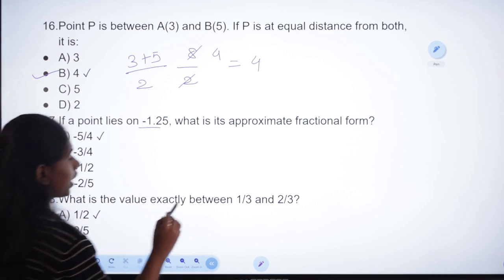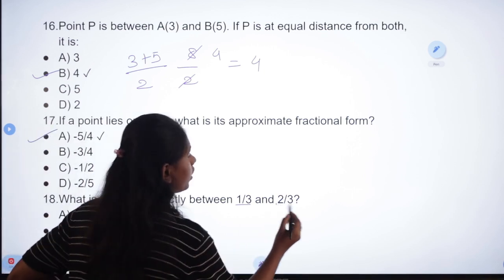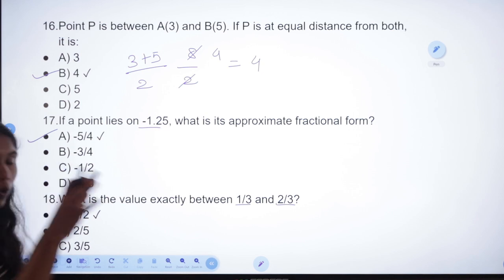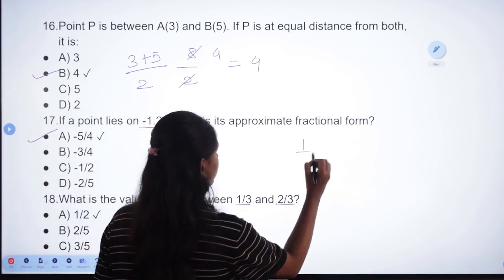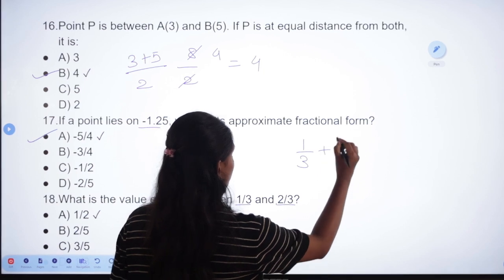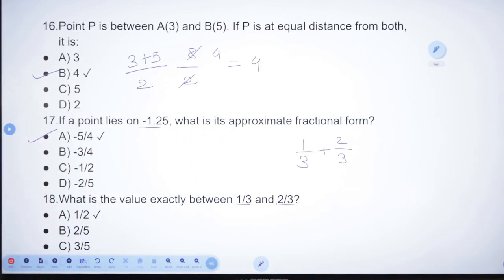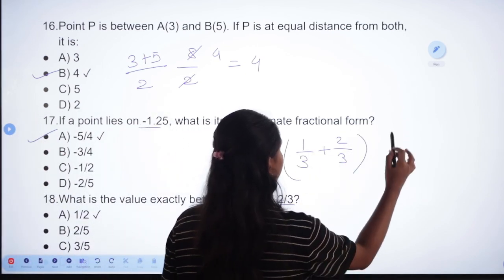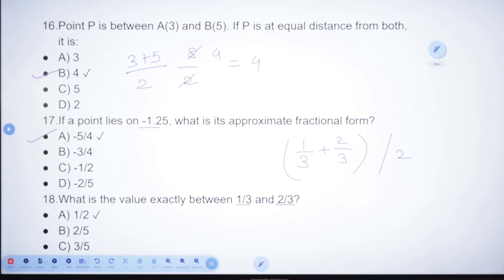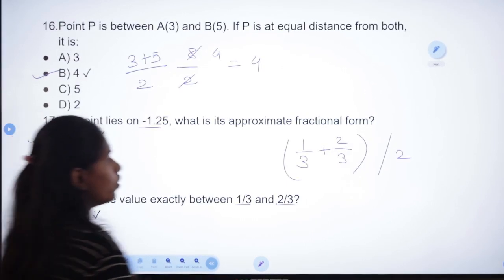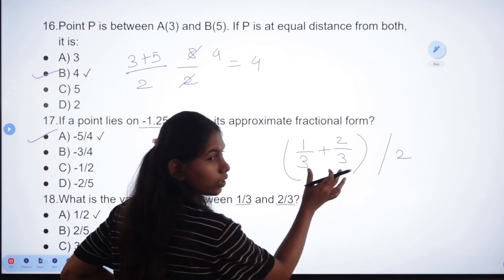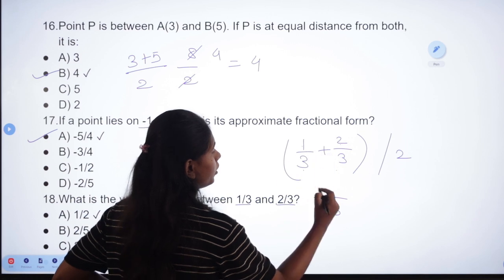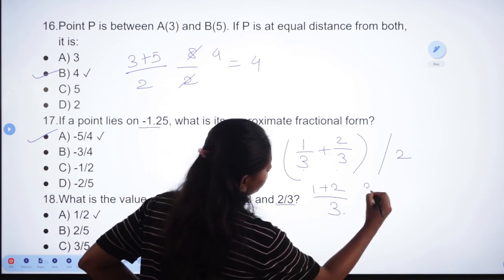Then next: what is the value exactly between 1 by 3 and 2 by 3? Exactly between means the midpoint. So let's start: 1 by 3 plus 2 by 3, and now you have to divide this term by 2. First we solve this term. The denominator is the same, so write it once. The numerator will be 1 plus 2, which is 3.